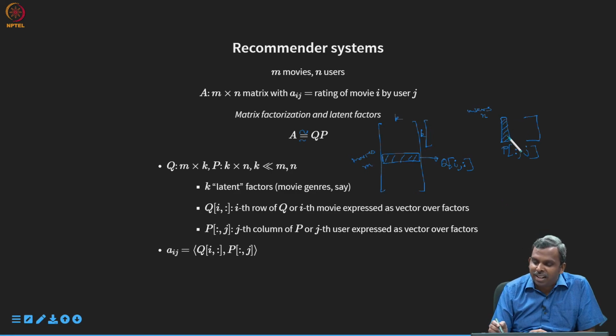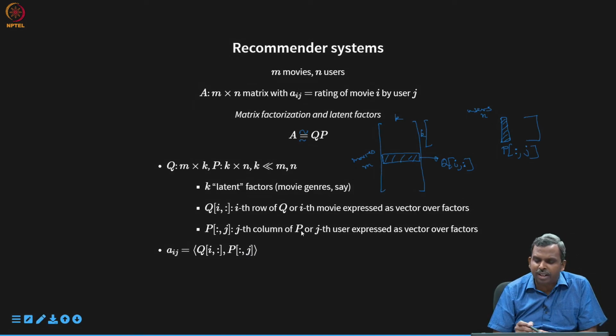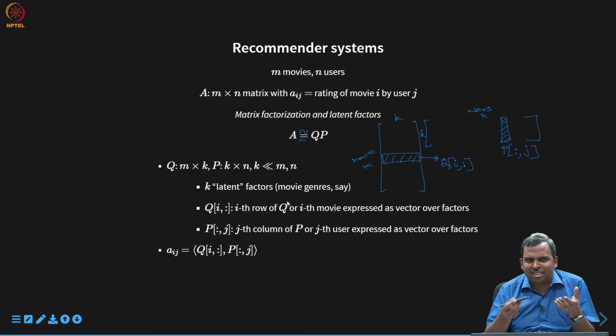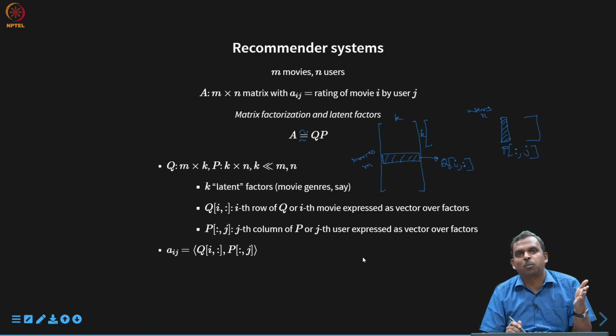And notice A_ij is simply the inner product of Q_i colon and P colon j. The ijth entry, the rating or whether the jth user is going to like the ith movie, is like this inner product. So notice how subtly and interestingly things like inner product, matrix factorization, and factors that make people like movies or not like movies are entering this picture, and how this problem of building recommender systems for an OTT platform is being expressed in linear algebraic terms.